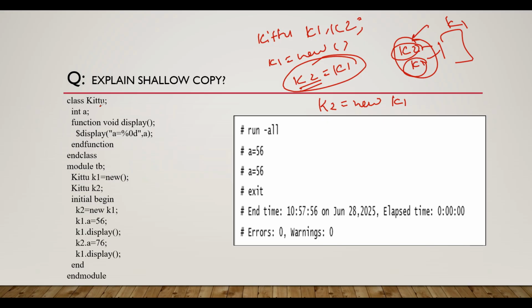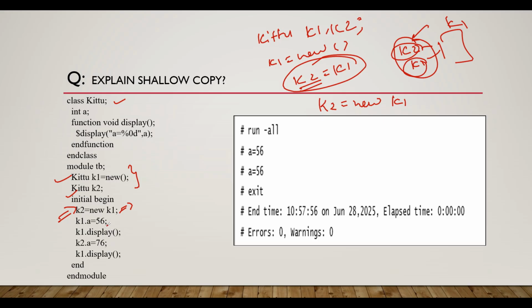Here I have written one code. Suppose we have taken a class named kit2, which is my name. Inside the class we have considered one property, int a, and after that one function, display, and we are displaying the value of a. After that, here you can see we have taken two handles and created one object. k1 is equal to new, so we have created one object. After that, we have assigned our k1 handle to k2. That means all the properties and methods which were there in k1 are allocated to k2 in separate memory. So whenever we make a change in k1, it will not get reflected in k2, and whenever we make changes in k2, it will not get reflected in k1.